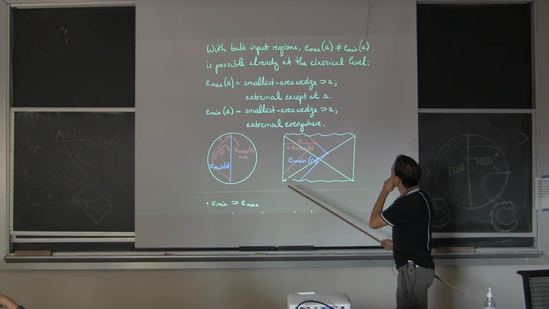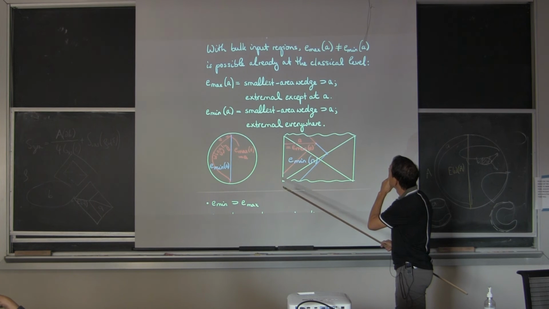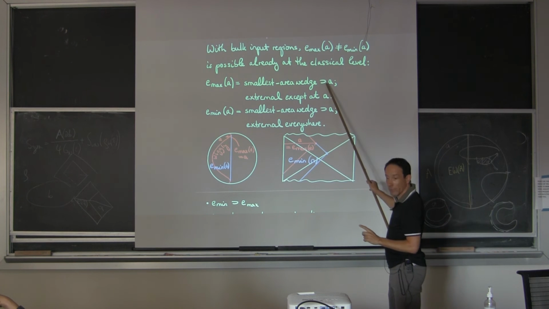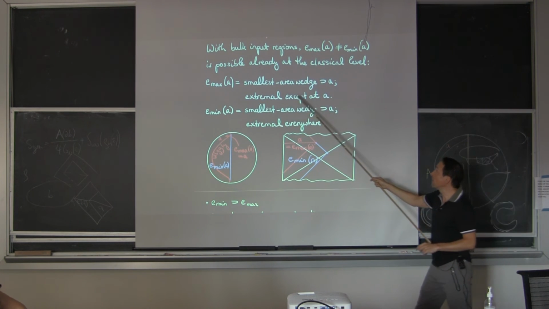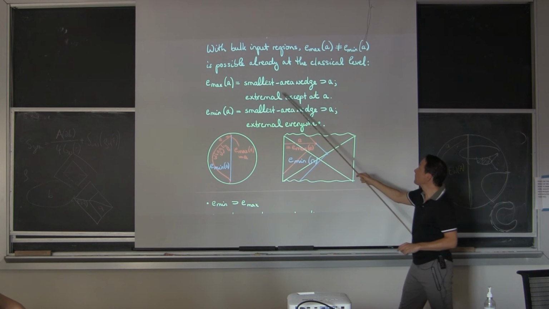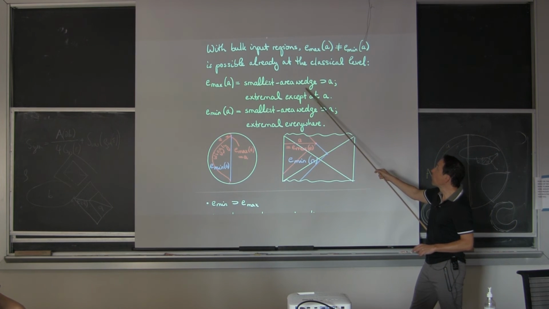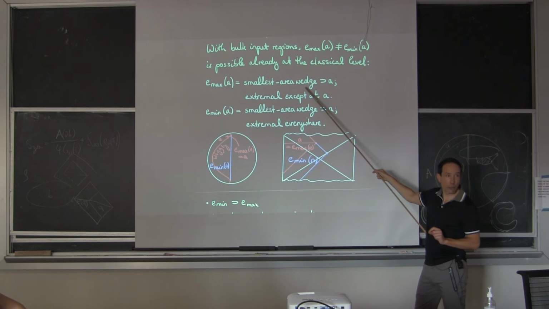Did I formulate this correctly? I didn't. I forgot a piece, sorry. This definition also requires for the max entanglement wedge that the max entanglement wedge must have area smaller or equal to the area of A. That should have appeared as part of the requirements here.